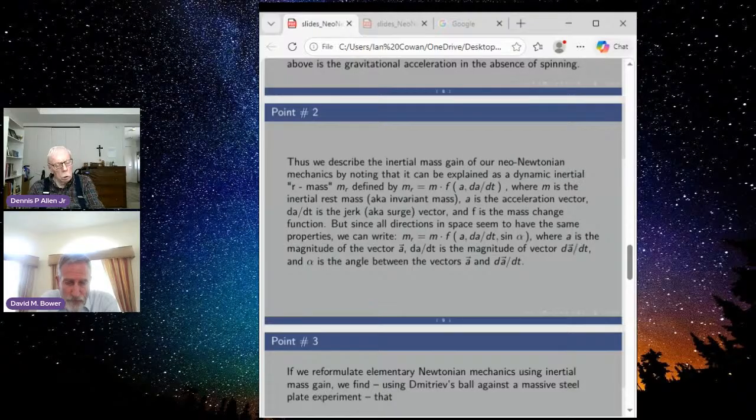But since all directions in space seem to have the same properties, we can write m sub r equals m times f of a, dA dt, sine alpha, where alpha is the angle between vector A and the jerk vector. So we've defined this new thing called m sub r, the R mass.